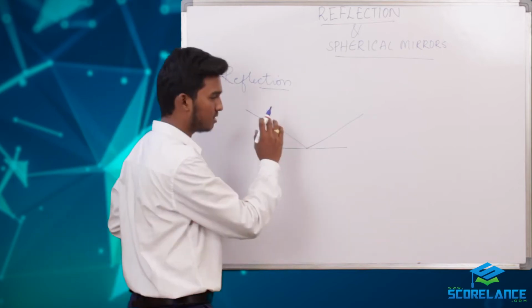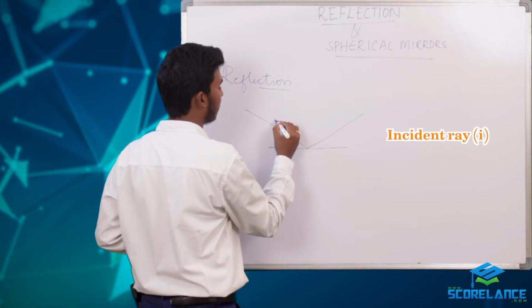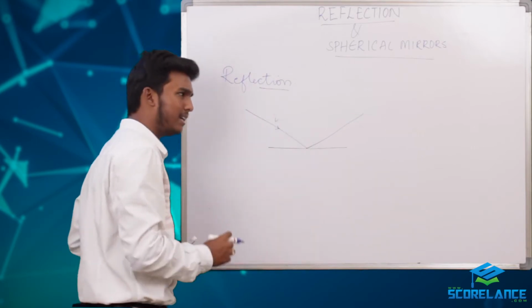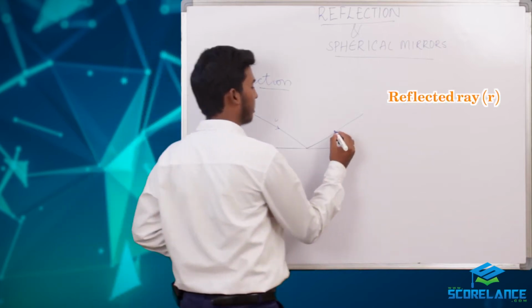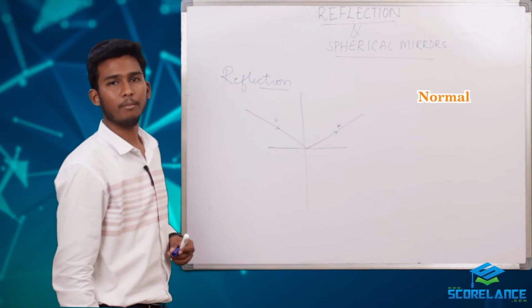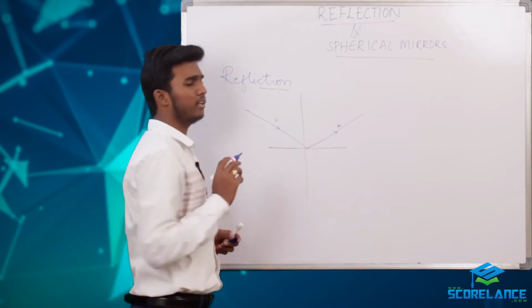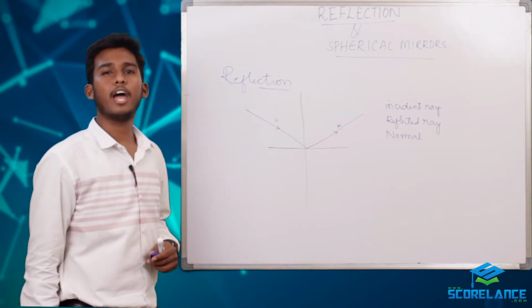The light ray which is incident on the ground is known as the incident ray. It is denoted with I. The light ray after hitting the ground will bounce back. That is known as the reflected ray. And the perpendicular at the point where it makes contact is known as the normal. Here we need to learn a few terms: incident ray, reflected ray and normal.